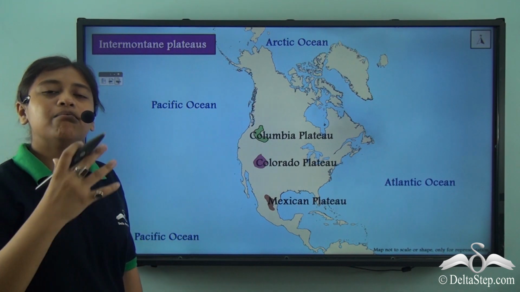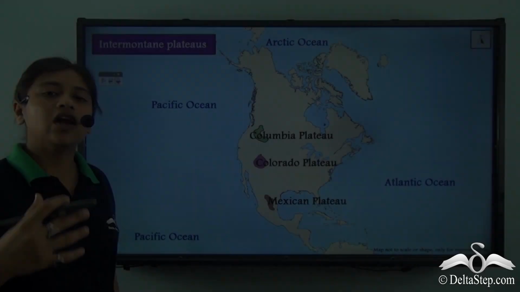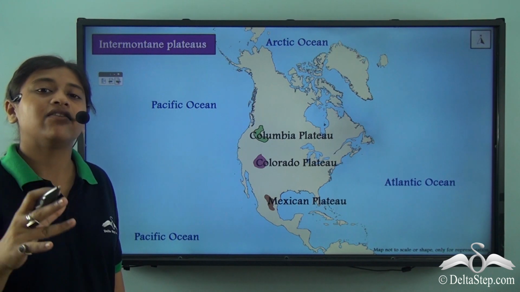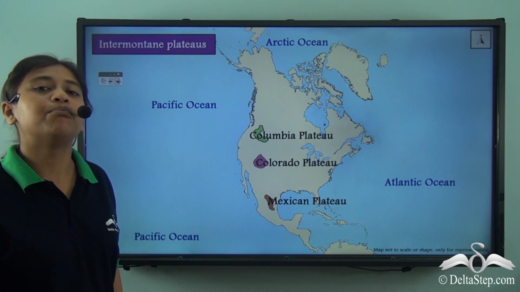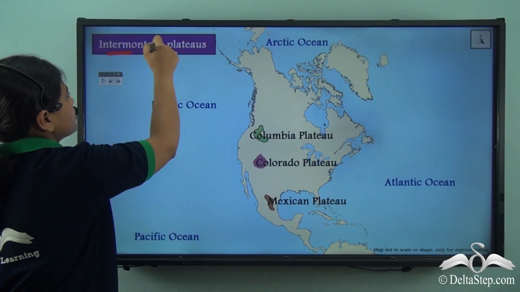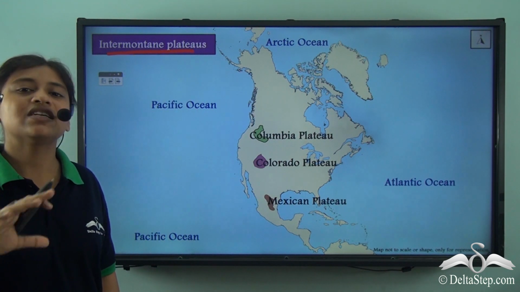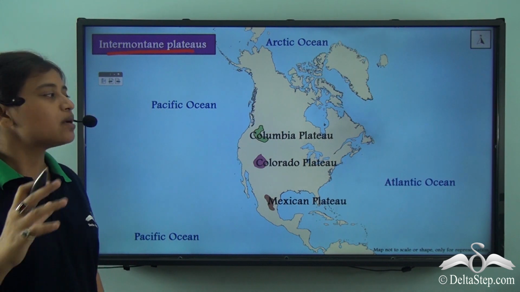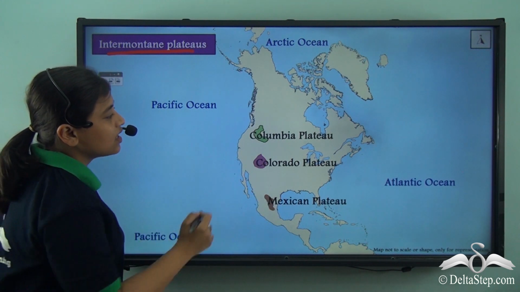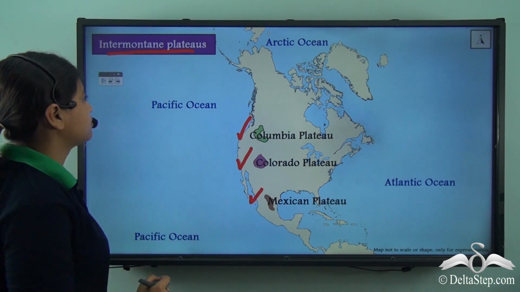Now, while the mountain building system was going on in the western part of the continent, alongside important plateaus also developed. So these important plateaus developed between or were surrounded by mountains. So this led to the formation of Intermountain Plateaus. So what are Intermountain Plateaus? Intermountain Plateaus refer to those plateaus which are surrounded by mountains. Now some important Intermountain Plateaus in the Western Cordillera region are the Columbia Plateau, Colorado Plateau and the Mexican Plateau.